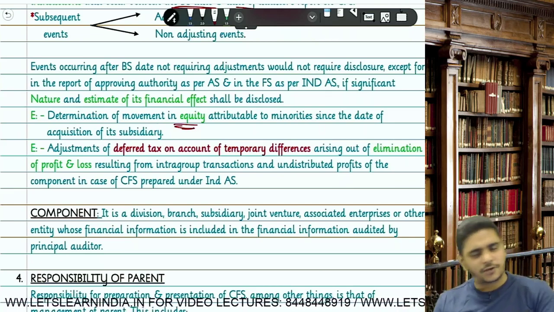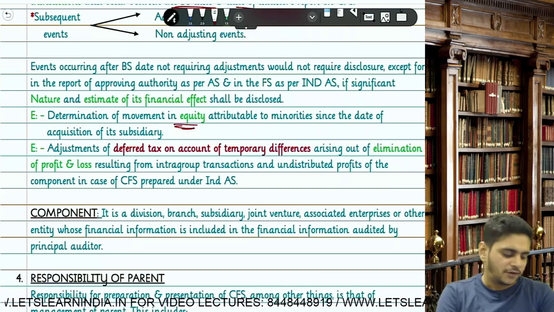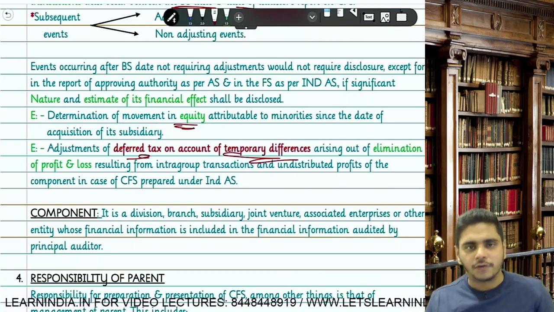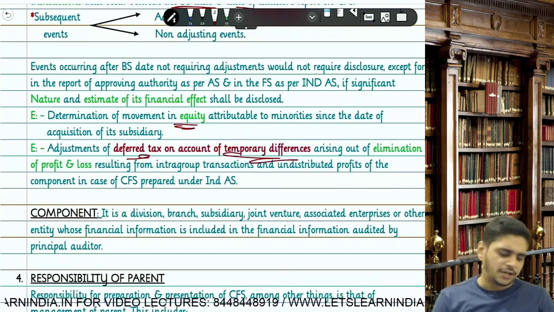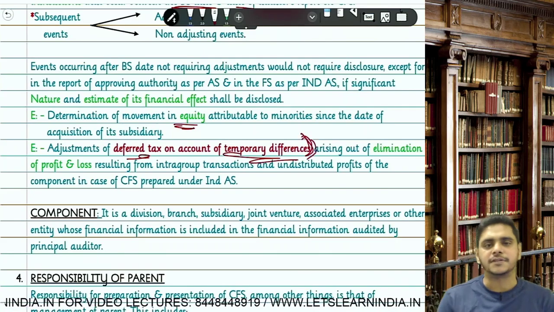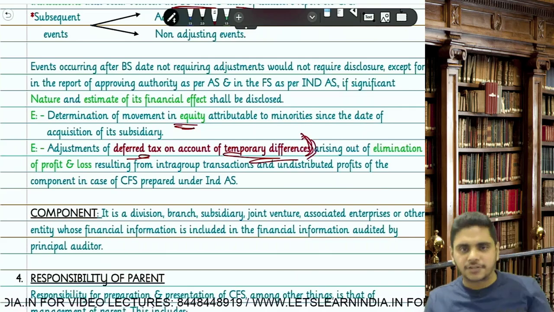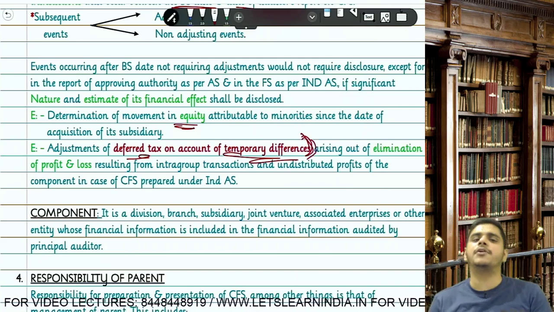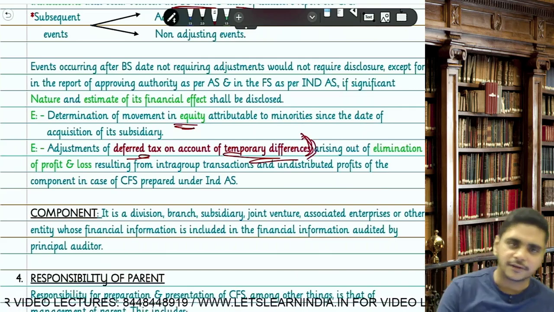And one more point if you can remember: adjustments for deferred tax on account of temporary differences arising out of elimination of profit or loss. You can remember this much only, adjustment for deferred tax on account of temporary differences. So remember IF PAISE, this is one more extra point, adjustment for deferred tax.